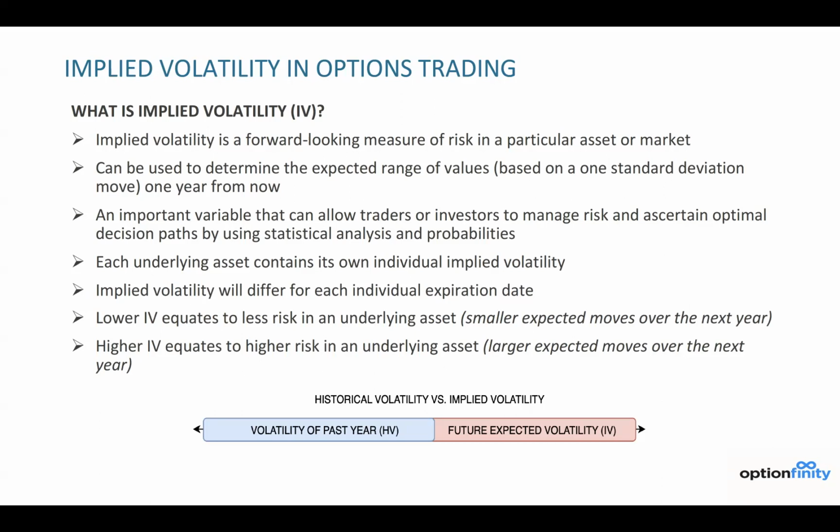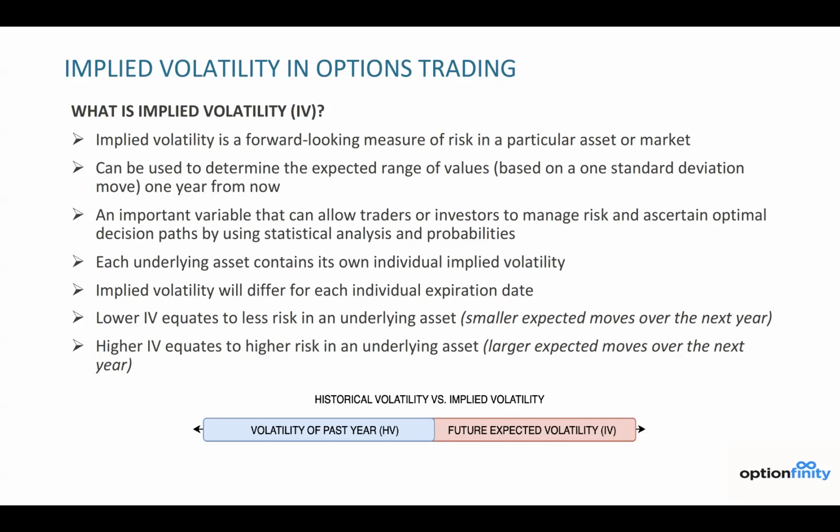What does that mean? That means that there are a large number of strategies that options allow you to execute on, and it's important to use the correct one. And to decide which strategy to use, you must analyze implied volatility, which will then tell you what the most optimal decision would be. Each underlying asset contains its own individual implied volatility. So the question I get a lot of the time is, what's a good implied volatility to monitor?